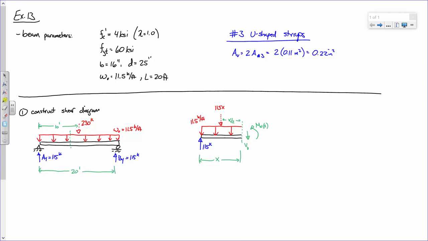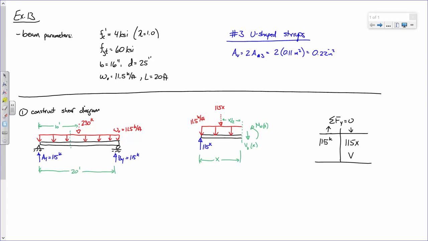So I can sum forces in the Y direction. And I get forces. So I have 115 going up, and going down, I have 115x. Am I missing anything? VU, which side? Down. We'll just put that as VU, or you can put VU of x.